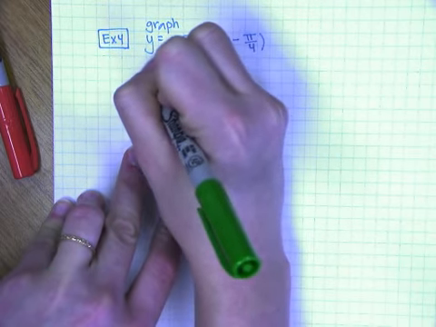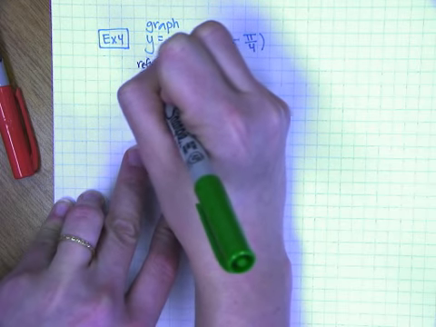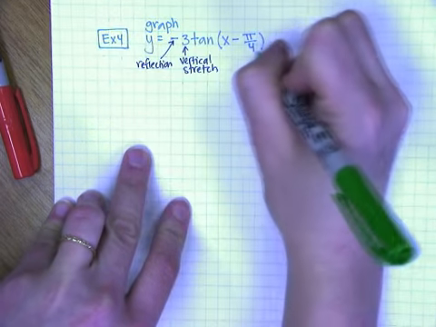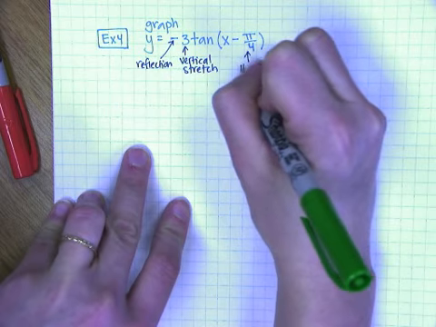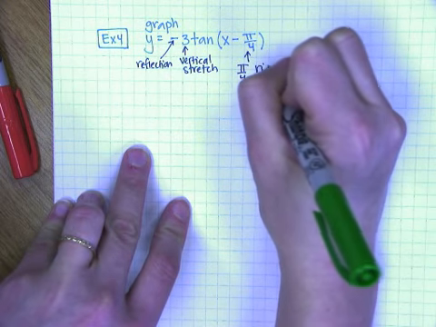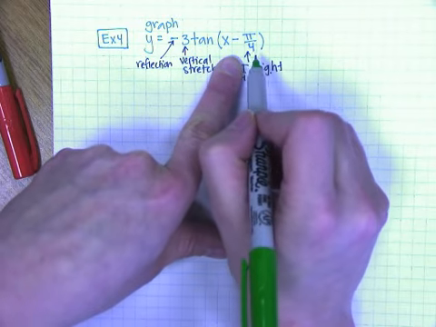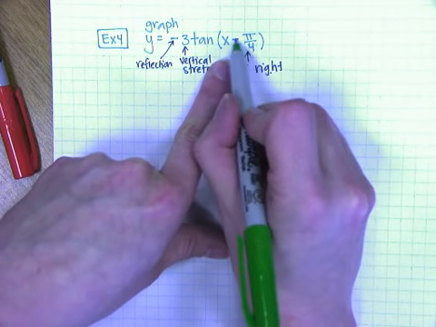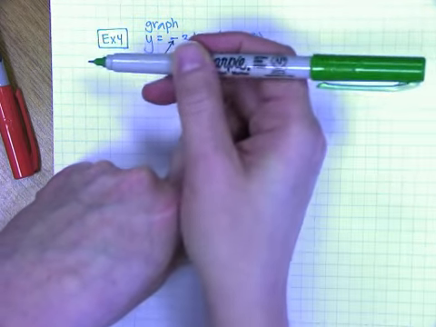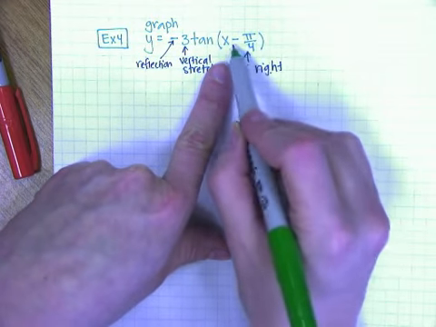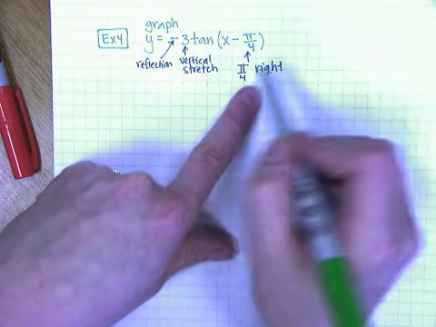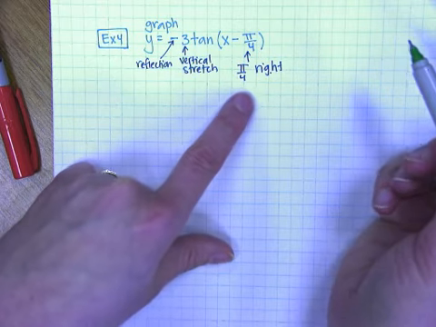The negative is going to be a reflection. And we're going to go pi over 4 to the right. And it's going right because when you're in the parentheses, it does the opposite of what you think. So you would normally think a negative sign would go in the negative direction, which would be left. But since it's opposite day inside the parentheses, we're actually going to go right. Just like everything we've ever shifted in our lives.